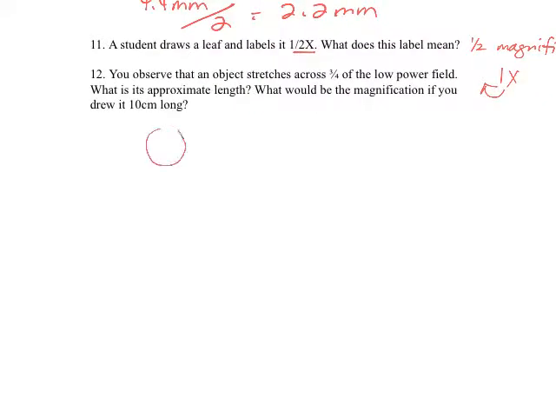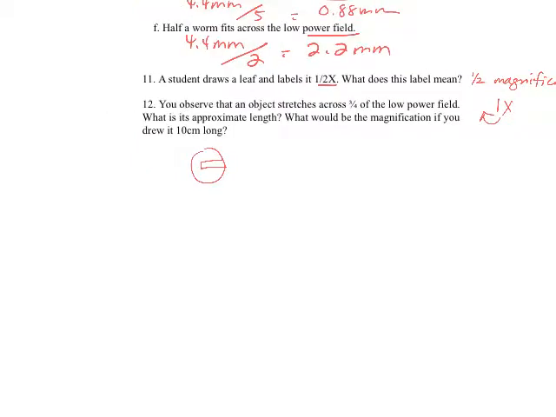Okay, so low power field, and it stretches 3/4 of the way across. What is its approximate length? What is the magnification if you drew it 10 centimeters long? Okay, so low power field, the whole thing is 4.4. So I actually haven't done this math yet. Divide that by 4, so it's 1.1 for every quarter, and it goes 3/4, so it's 3.3 millimeters long.